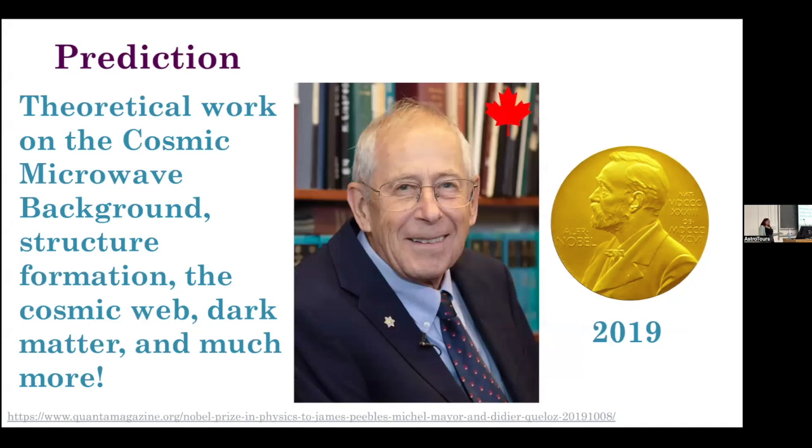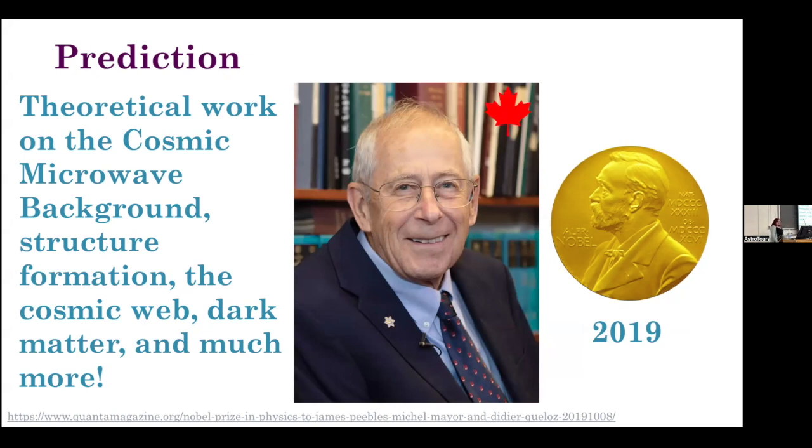Jim Peebles also got a Nobel Prize in Physics in 2019, not only for predicting the CMB, but also doing work on structure formation, looking at dark matter, and also really revolutionizing the field of cosmology, figuring out a way where we could take our data and connect it to our theories and make it actually a predictive science. Also, he's Canadian, which is pretty cool.